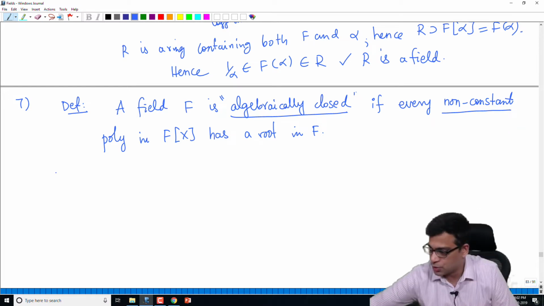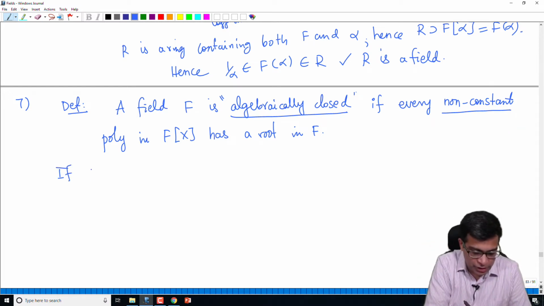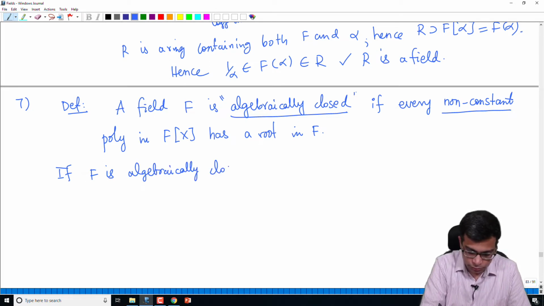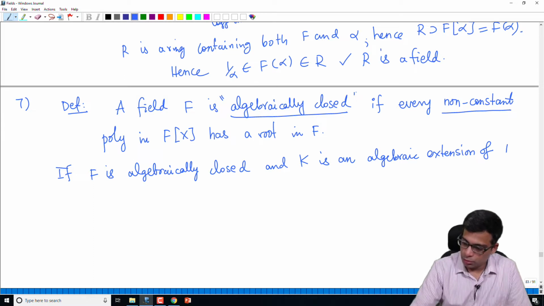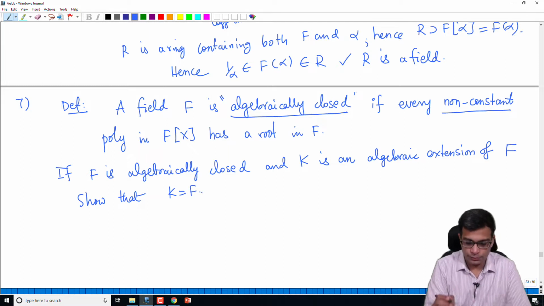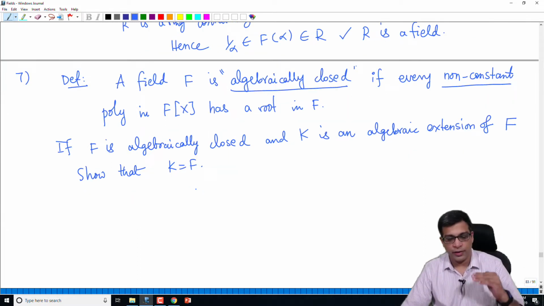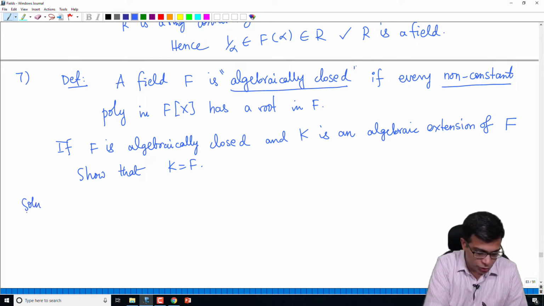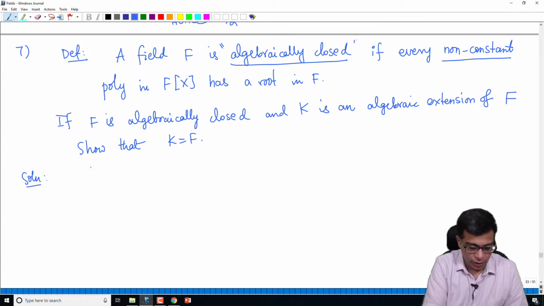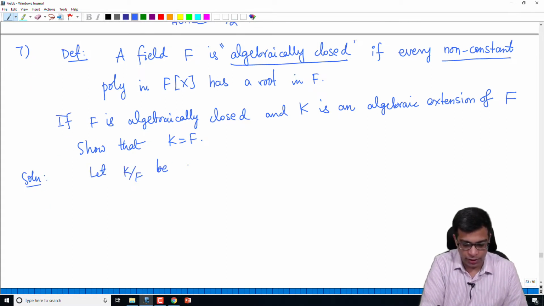But the exercise here is to show that if F is algebraically closed, and K is an algebraic extension of F, show that K equals F. So the exercise is showing that there cannot be a non-trivial algebraic extension of an already algebraically closed field. The solution for this is again very simple. Let K over F be an algebraic extension.